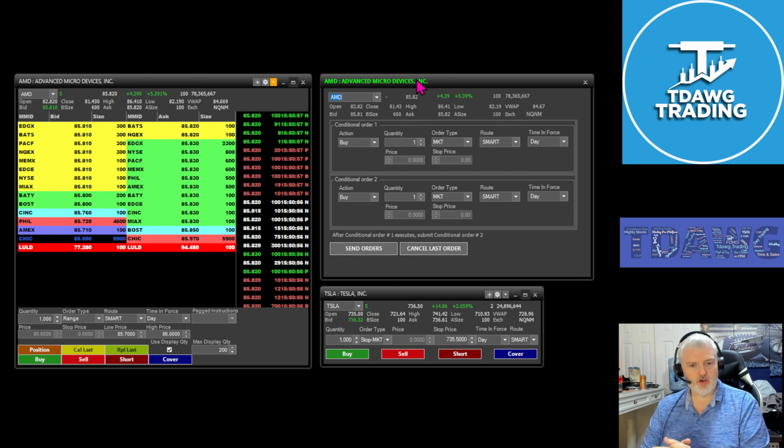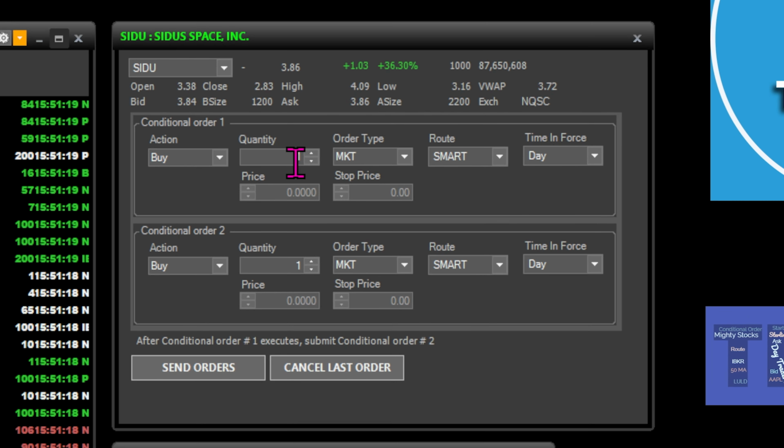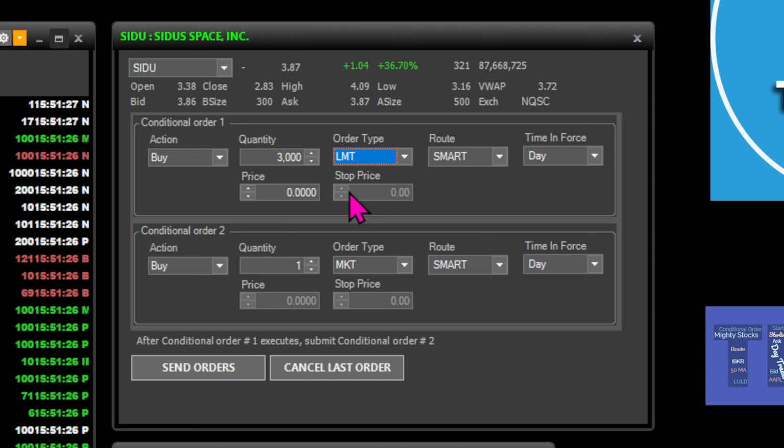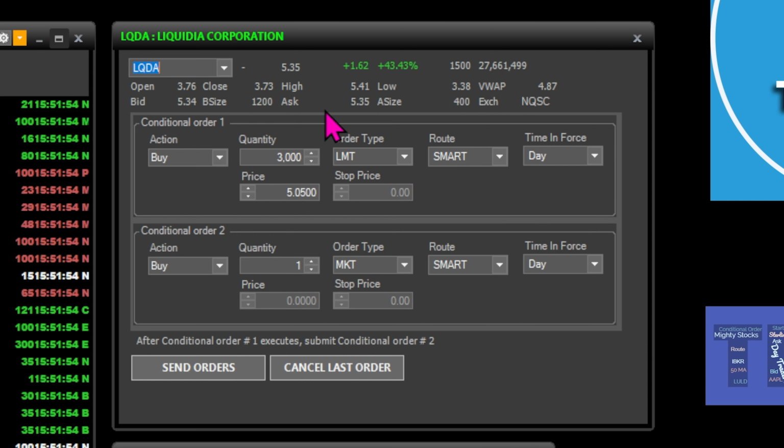So under that circumstance, let's say that I want to do a buy order. Let's say I want to do 3,000 shares. I want to do a limit, and let's use my example of 505 before, right? 3,000 shares. I'm thinking that it's going to dip from 533 to 505. So that's the first order.